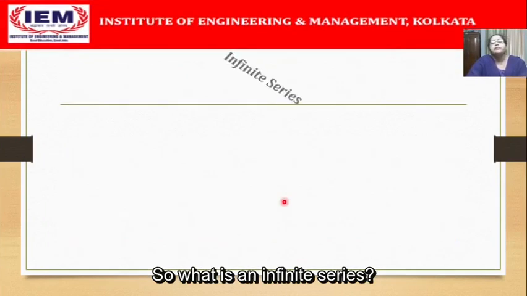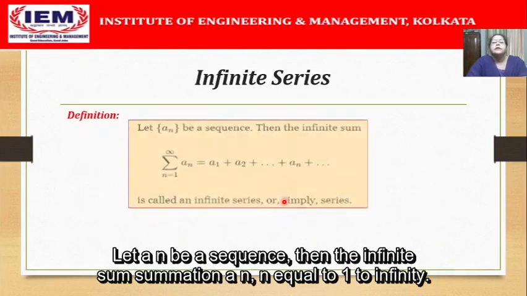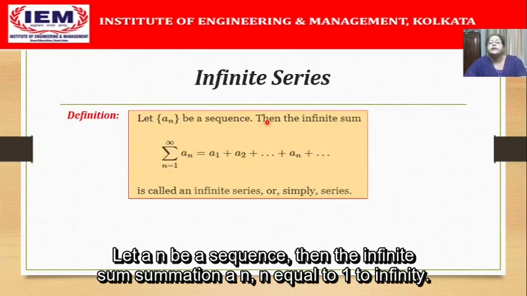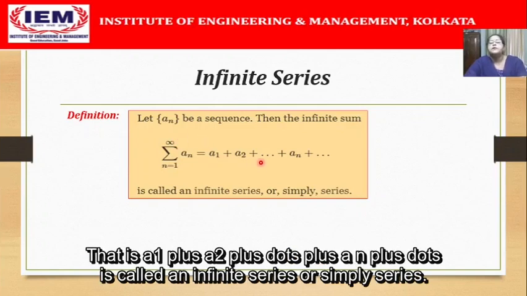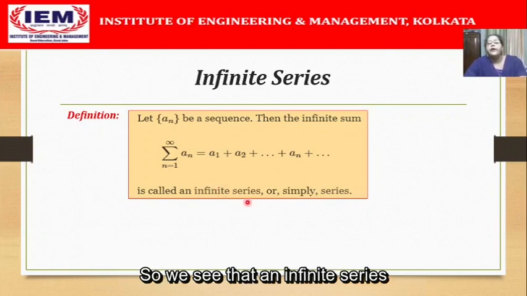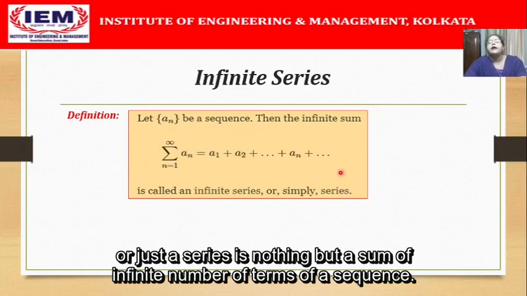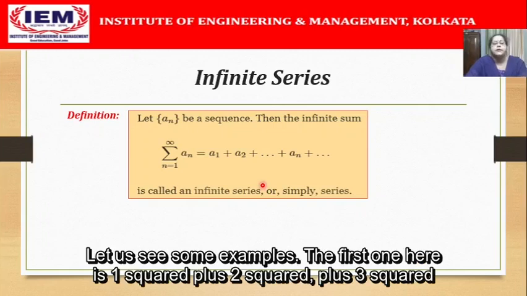So, what is an infinite series? Let a_n be a sequence. Then the infinite sum, summation n equal to 1 to infinity a_n, that is a1 plus a2 plus dots plus a_n plus dots, is called an infinite series or simply series. So we see that an infinite series is nothing but a sum of infinite number of terms of a sequence. Let us see some examples.